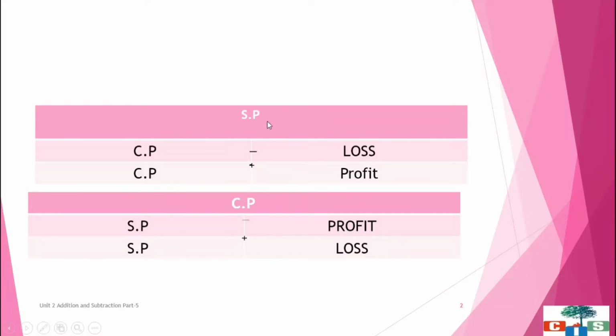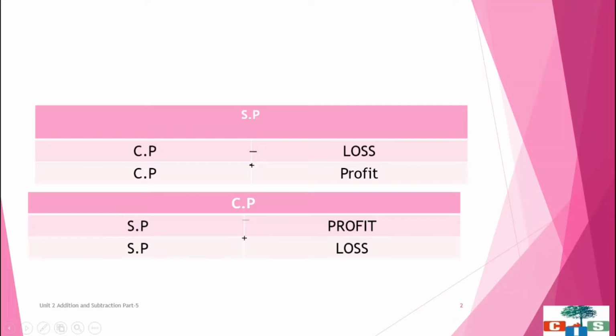We have already studied profit and loss. We know that we get profit when selling price is greater than cost price, and we get loss when cost price is greater than selling price. Now we will learn how to find the cost price and selling price when these terms are given.